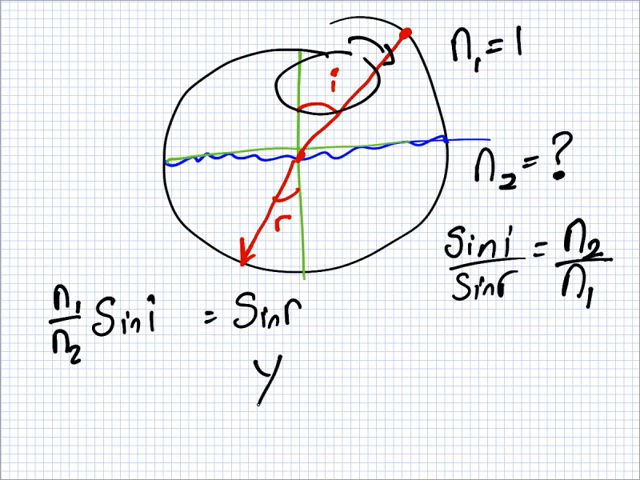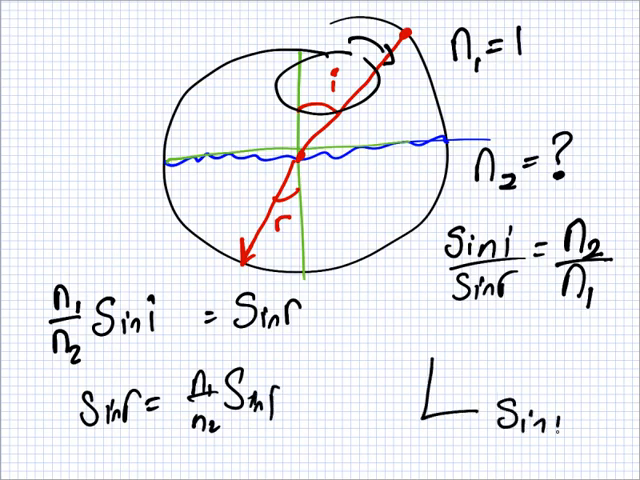So this is like the Y. This is like the X. I kind of wrote this backwards. Sine r equals N1 over N2 sine i. So when you make the graph, here you put sine i, and here you put sine r.